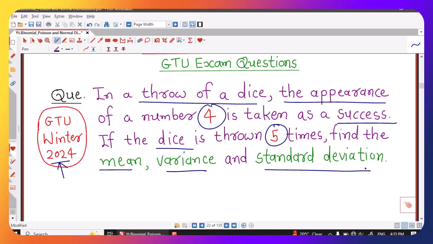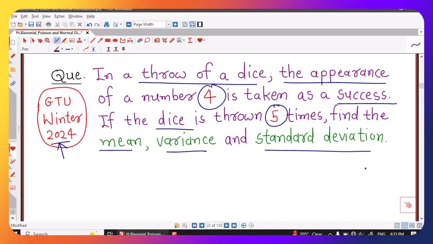So first we have to identify what is the random variable. Here they are considering throwing of a dice and they are interested in the appearance of number 4. We know that when we are throwing a dice, we have these 6 possibilities for the upward face of a dice. Out of those 6 possibilities, they are interested in the appearance of number 4 and they consider that event, that number 4 appears, as success, and they are throwing a dice 5 times.